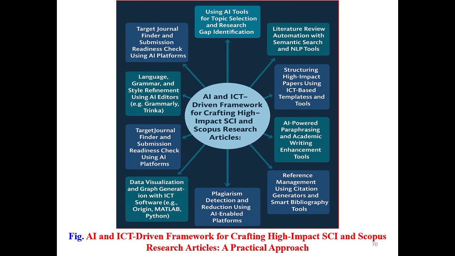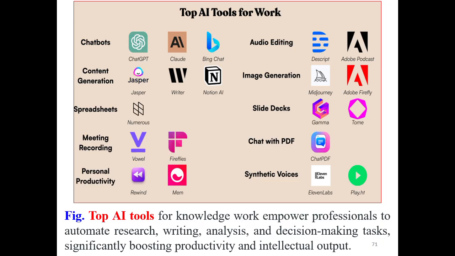Then a target journal finder and submission readiness check using AI platforms. Then if you see the top AI tools, like chatbots, right now number one is ChatGPT. We have Claude, we have Gen AI, Bing Chat for chatbots. For content generation you can use Jasper, Writer, Notion AI, and for spreadsheets you can use numerous tools. For meeting recording we are using Otter and Fireflies. For personal productivity we are using Rewind and Mem.